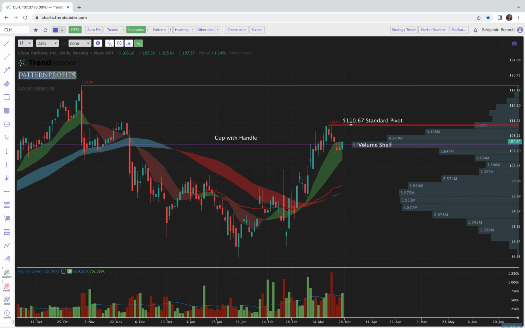110.67 is the standard pivot above. That's the level to be aware of. And then 118.89, the prior high over here. So want to be aware of that as it pushes either through this descending trend line in the handle, something like so, as that comes through there. And then 110.67 where you want to see the big volume come in. Then be aware that 118.89 above there would be a nice run from 110 to almost 119. Then when you get up here, you look for that handle to put in and then push out again. Again, that's Clean Harbors, CLH.